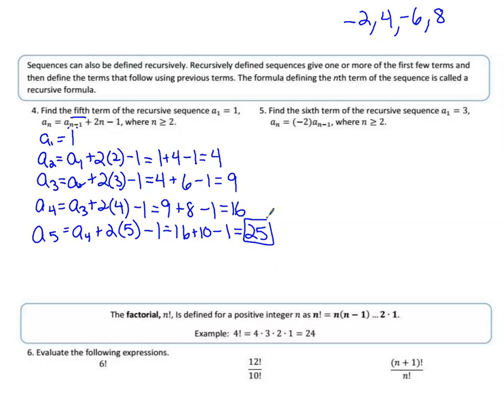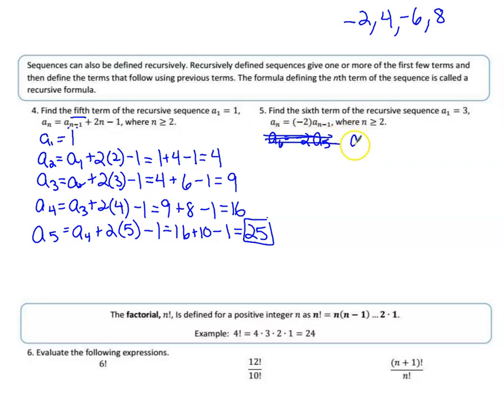Well, number 5 wants us to do the same thing. It says find the sixth term. So we're going to go all the way down to the sixth row. Well, you can't just plug in 6. If I try to find the sixth term, a sub 6 is going to be negative 2 times a sub 5, which means the fifth term in the pattern. And I don't know the fifth term, so we have to work our way back up to it. So you can't just start straight with what you're looking for.